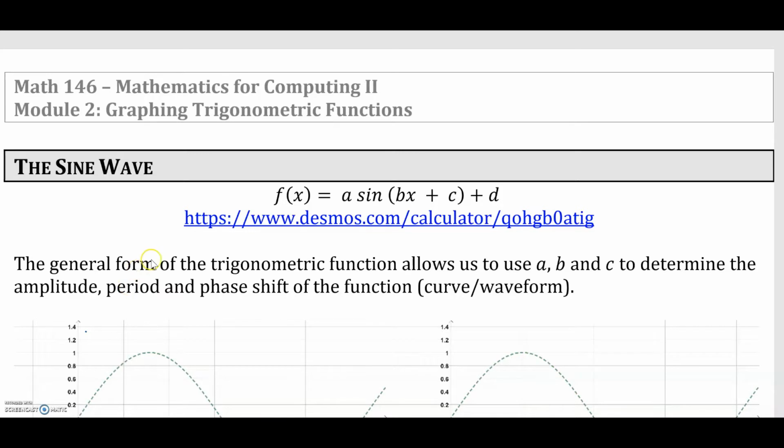Welcome to Module 2, Graphing Trigonometric Functions. It's important to review the standard trig curves before discussing stretches and shifts of these curves. We will first start with the sine wave.